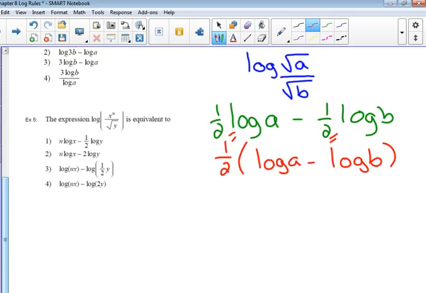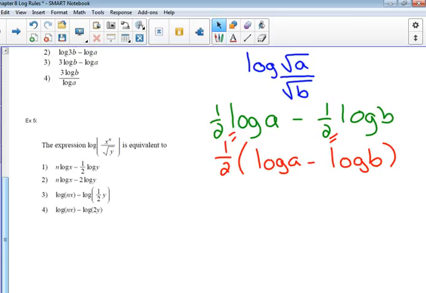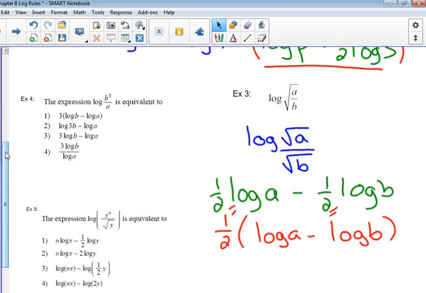All right, 4 and 5. See if you guys can get the multiple choice from me. What do you think? Got 4? Oh yeah.